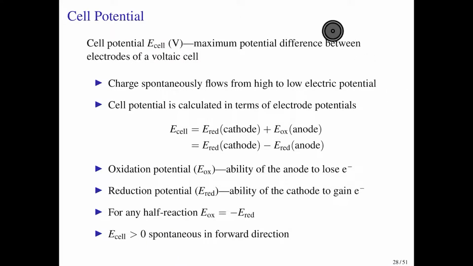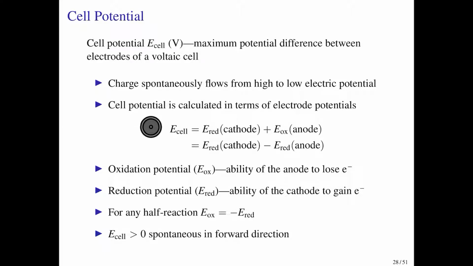The cell potential is measured in volts, and it represents the maximum potential energy difference between the electrodes of a voltaic cell. So you can think of this as the driving force behind moving electrons around an electrochemical circuit. The idea here is that electric charge is spontaneously going to flow from high electric potential to low electric potential, and the cell potential is essentially the difference between the electric potential at the two different electrodes.